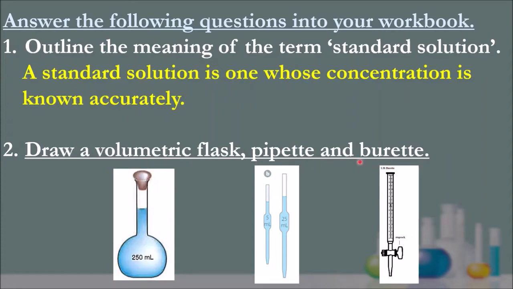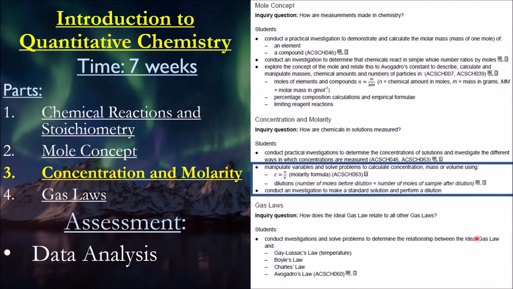Draw a volumetric flask, pipette, and burette. This is an example of a volumetric flask. This is a pipette, and this is a burette. These will be very important when it comes to diluting solutions. The ones that we will probably use in Year 11 are the volumetric flask and the pipette. The burette comes more in Year 12.